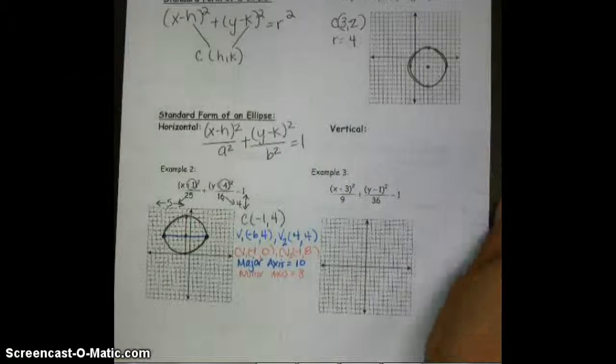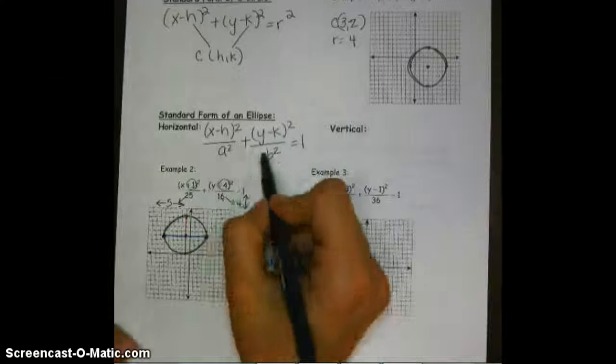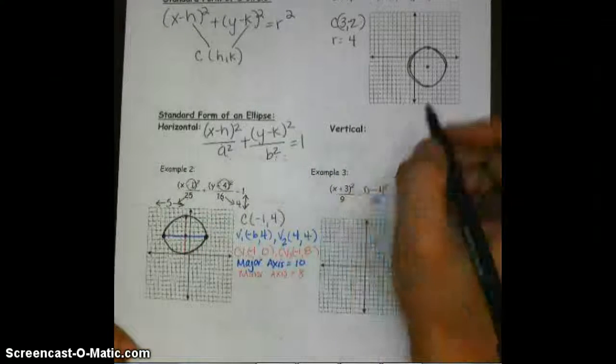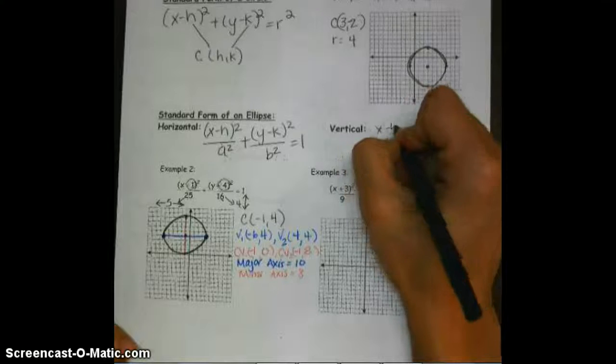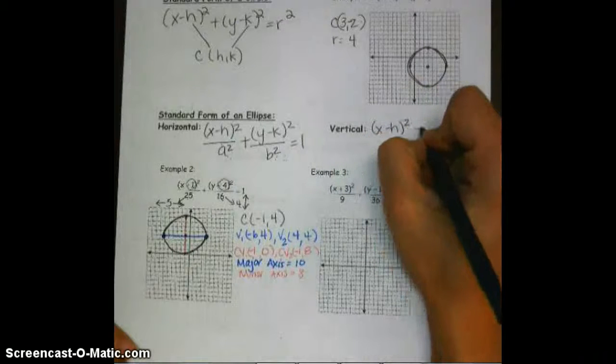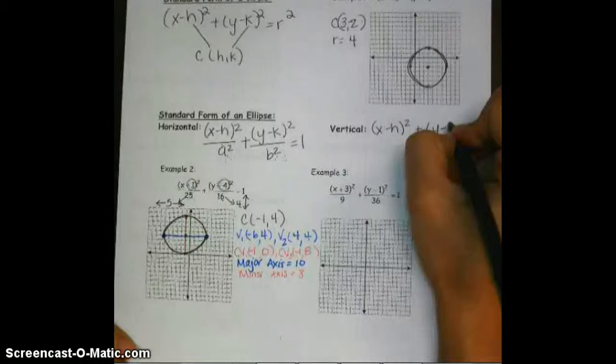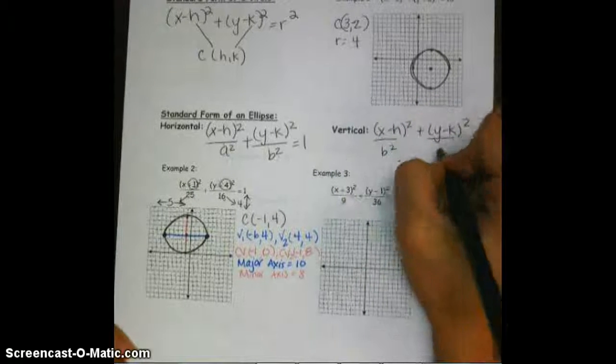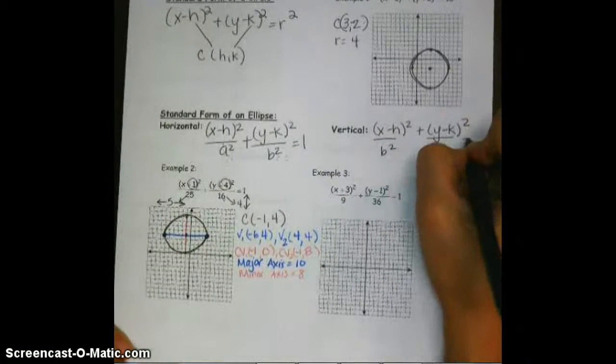Your standard form of the equation is very similar to this. The only thing that's different is where I put A's and B's. And that really doesn't matter for us in Algebra 2. And then you'll learn more about why we have that difference in pre-cal.